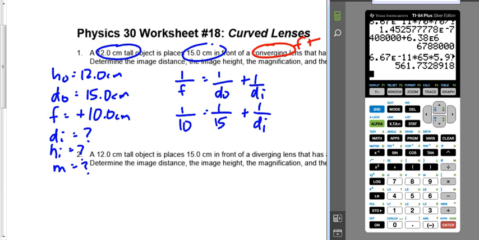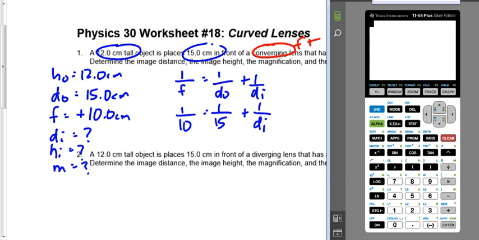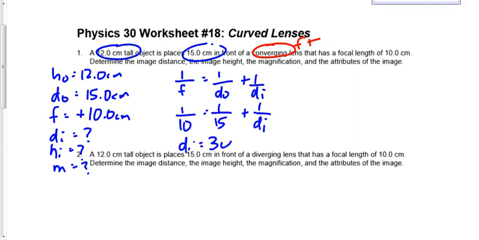I'm not going to do that, because there's a little trick on our calculator that can help us. I'm going to say 1 over 10, which is 10 to the minus 1. Now I'm going to take away the 1 over 15 by subtracting. So 1 over 10 minus 1 over 15. I'm going to press enter. Is that my answer? No, that's 1 over DI. I want to find DI, so I'm going to flip that over. We get a value of 30. So DI is equal to 30 centimeters.